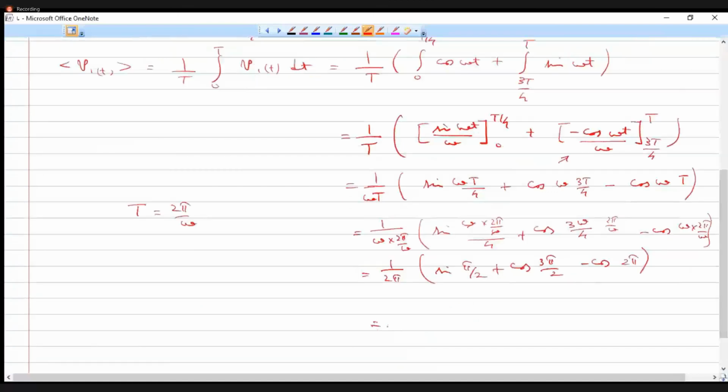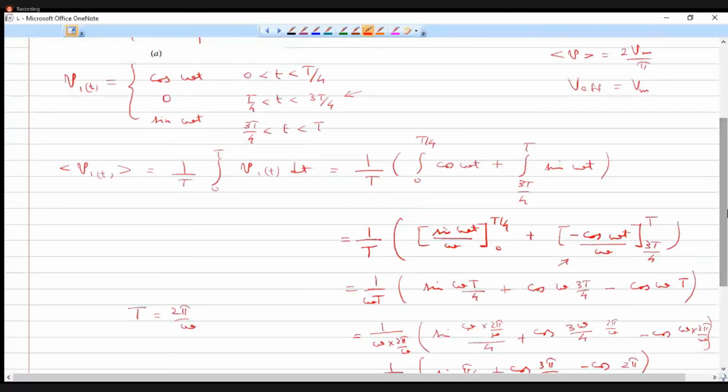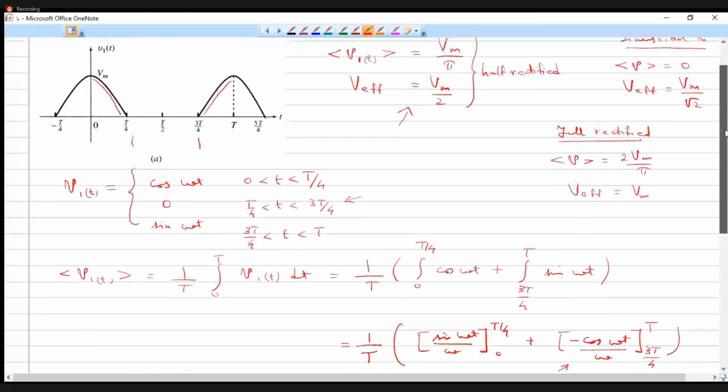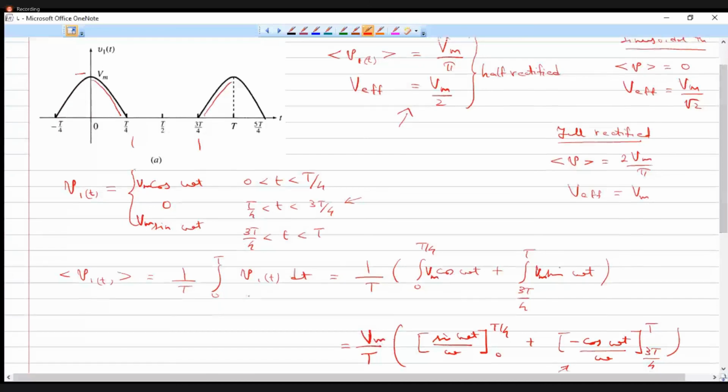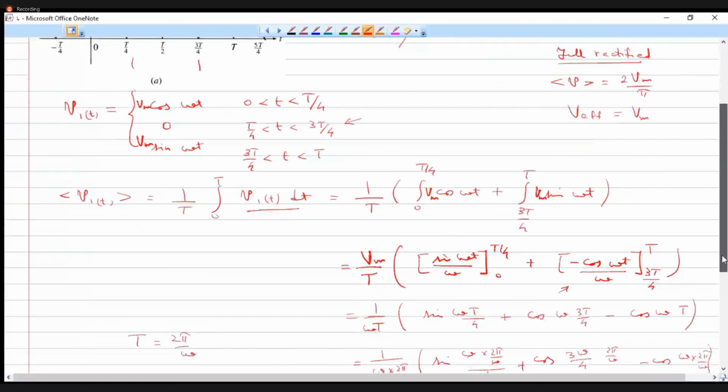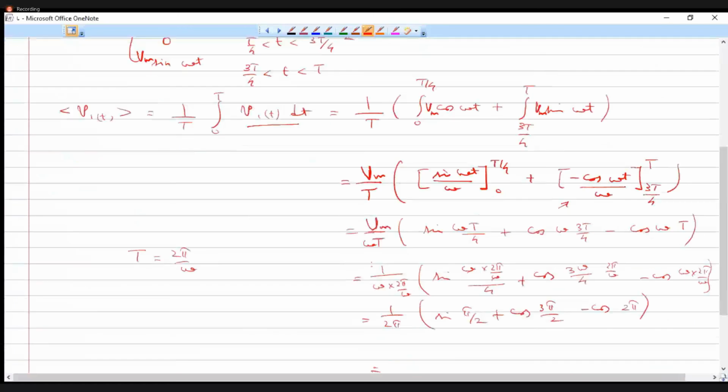Somewhere I dropped something, right? I dropped the Vm value here. There is one Vm here because the peak value is Vm. So this is Vm cos omega t, Vm sin omega t. Don't drop the amplitude, don't forget. You have to write the function correctly. So V1 is equal to Vm sin omega t or Vm cos omega t. Throughout we are having Vm, the amplitude.